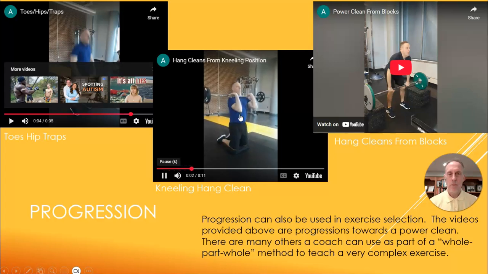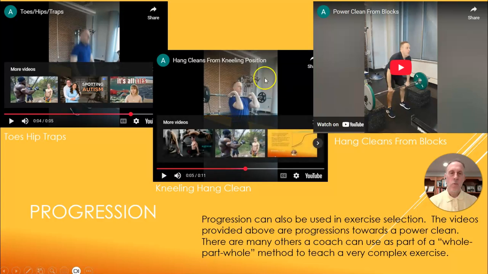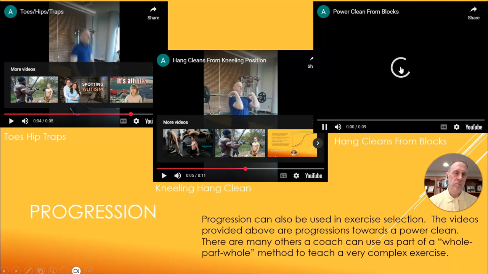Snapping the hips, working on good scoop and catch position, and then we go clean from a block.